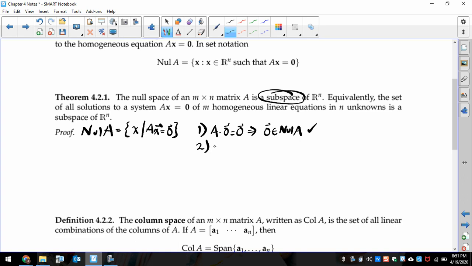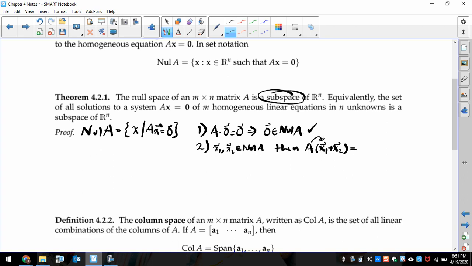we need to take two things out of the null space. Let's choose two arbitrary elements, we'll call them x1 and x2, inside the null space. Then let's add them together. Then A times the sum of those two. Remember, we're trying to show closure under addition, which means that if you add them, they should stay inside the space. So what are we hoping that this is equal to? We're hoping that this is equal to the zero vector.